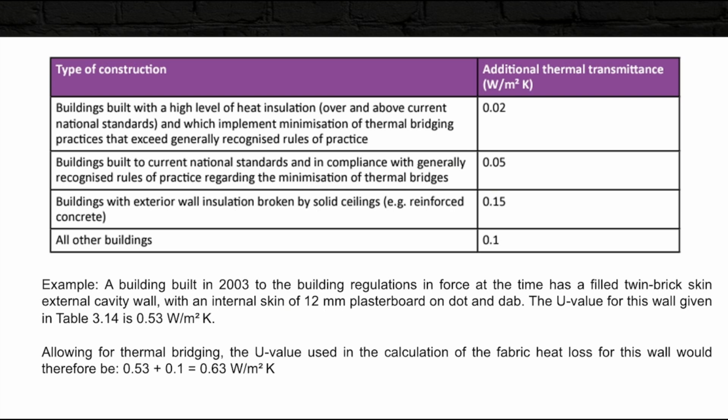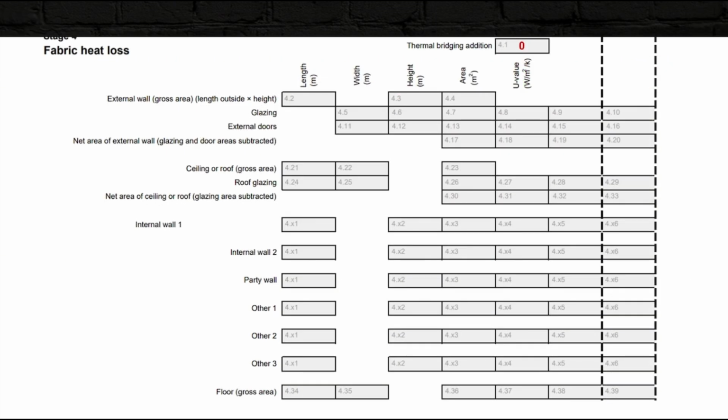Down the bottom is an example from the Domestic Heating Design Guide of what that would actually do to a property's U value. So you can see from the example there, our building has a U value of 0.53 watts per meter squared per degree. But if we add that 0.1 in this example to it, it raises it to 0.63, which would then become a multiple of our fabric heat loss, raising that thermal energy loss through that structure. But for our example, we are going to omit thermal bridging addition, so box 4.1 will be a 0.